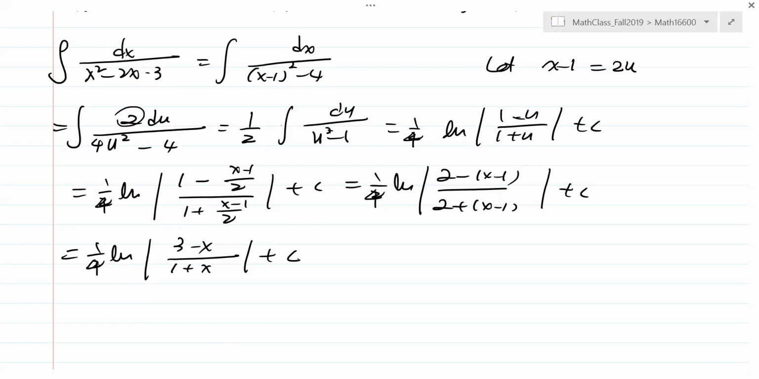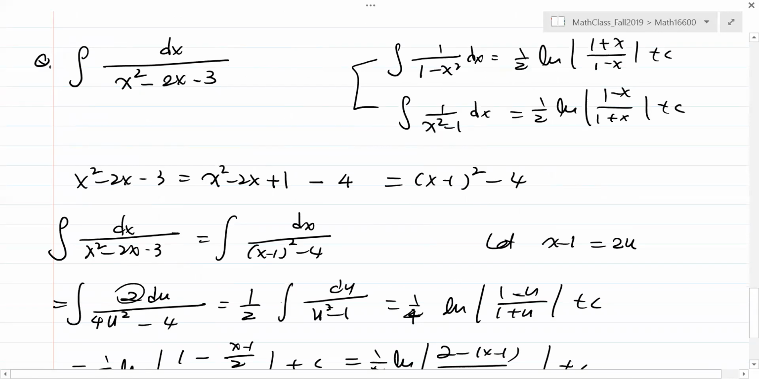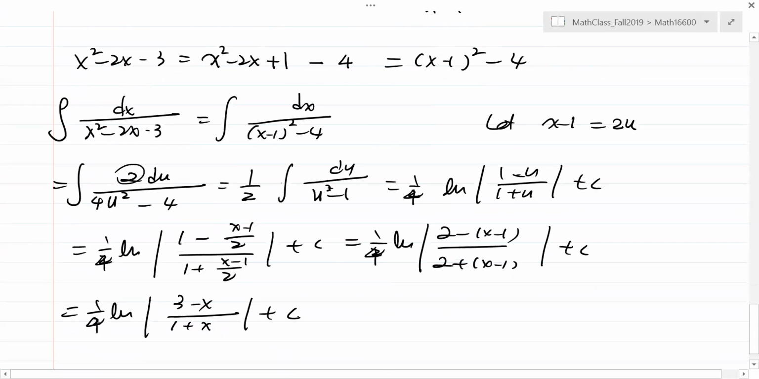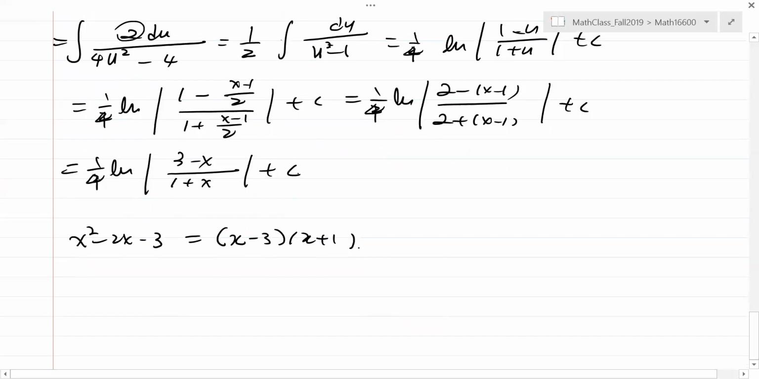So here we use a formula. We already know the formula, the integral of 1 over x squared minus 1. If you don't use that formula, what you can do is this: x squared minus 2x minus 3, something made me realize that this can be even factored. You don't need to write it like something squared minus 4. It's a product of two factors. Can we use that to solve the problem?